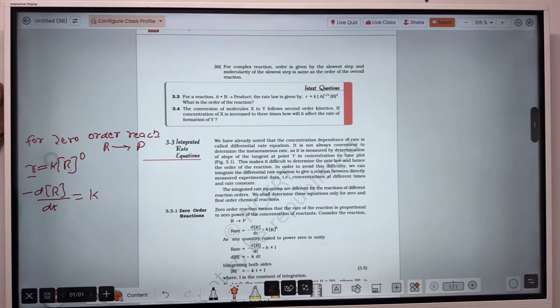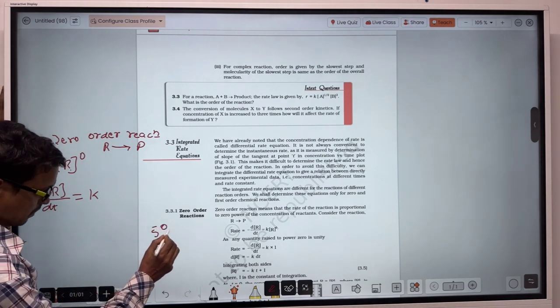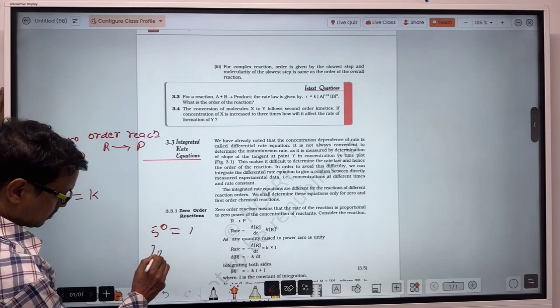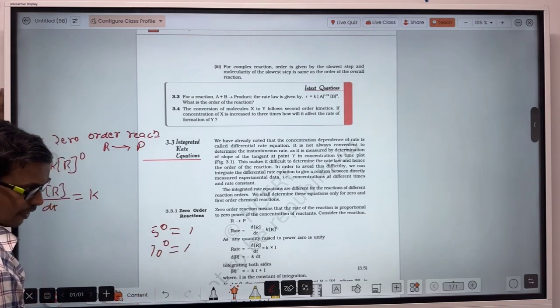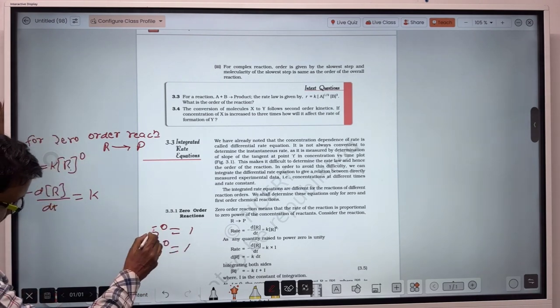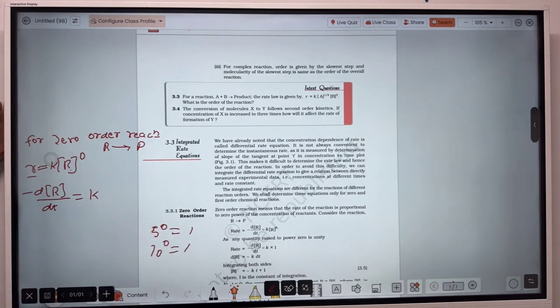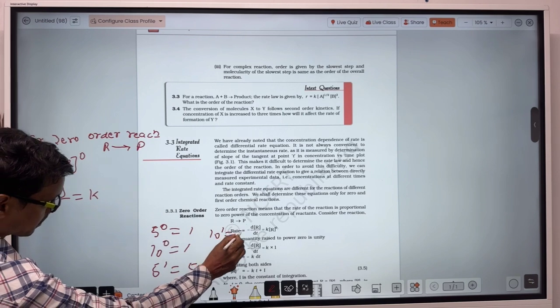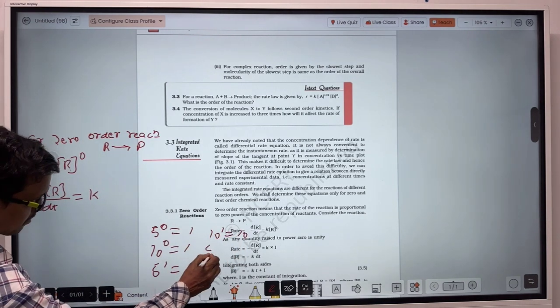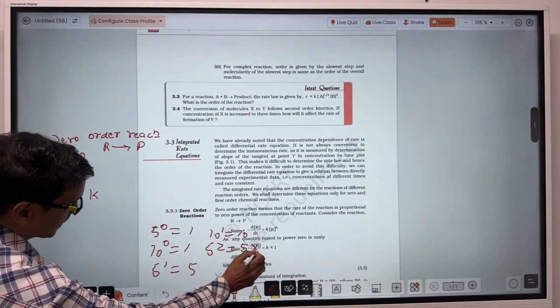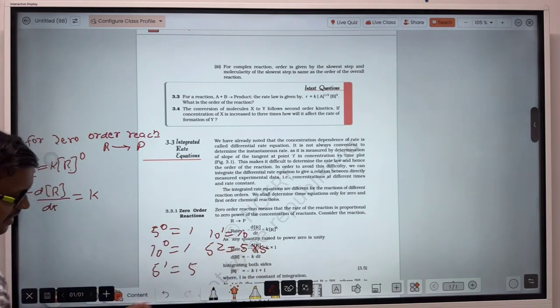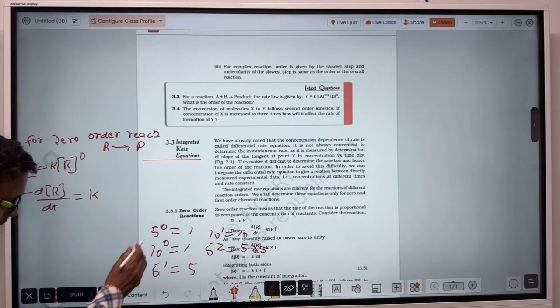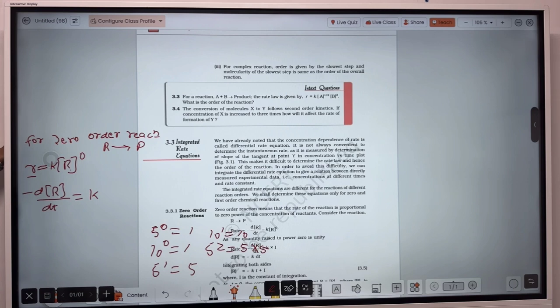Anything to the power 0 will be equal to 1. Like 5 to the power 0 equals 1, 10 to the power 0 equals 1. So if there is power 0, then that's 1. But 5 to the power 1 equals 5, and 10 to the power 1 equals 10. 5 to the power 2 means 5 into 5. Power means how many times you have to multiply. So 5 to the power 0 means 5 does not have to be multiplied any time, so that will obviously be 1.